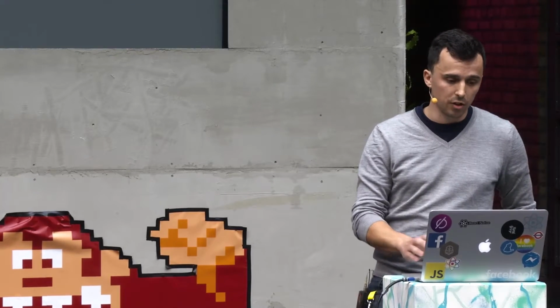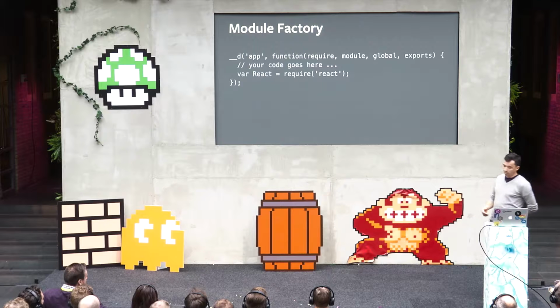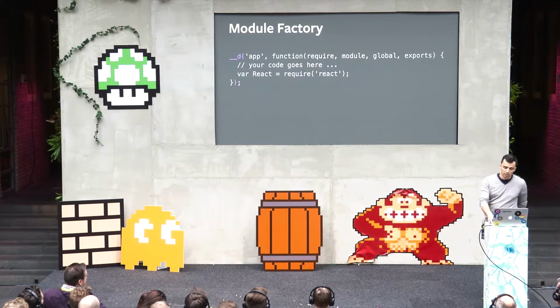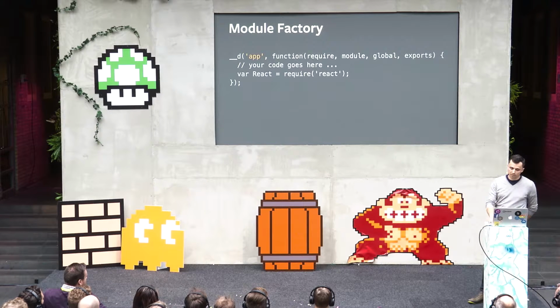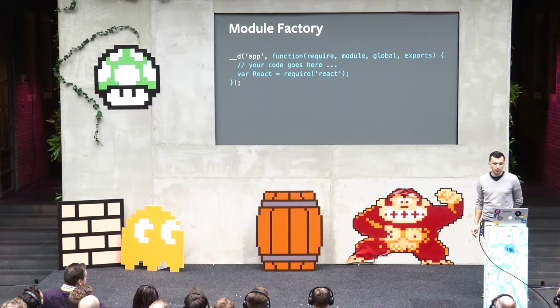Our module factories in React Native look something like this. We have this global D function. You pass it the ID of your module. So you are not doing this; this is the result of our bundling process. And the factory for your module. And this will be important later, and I'll show you why.